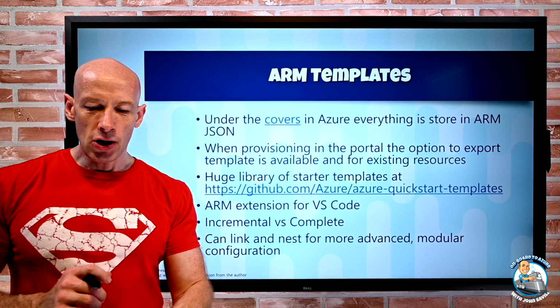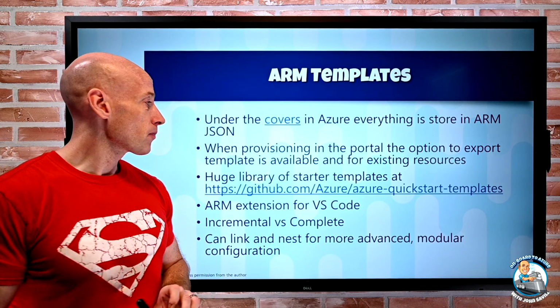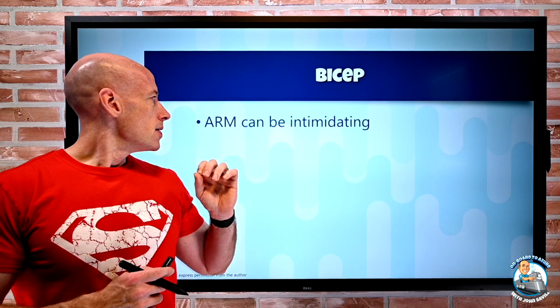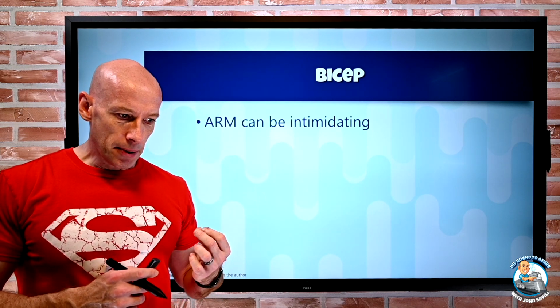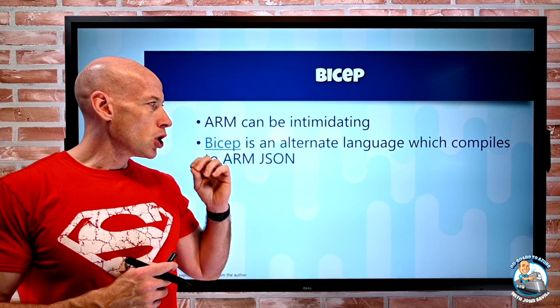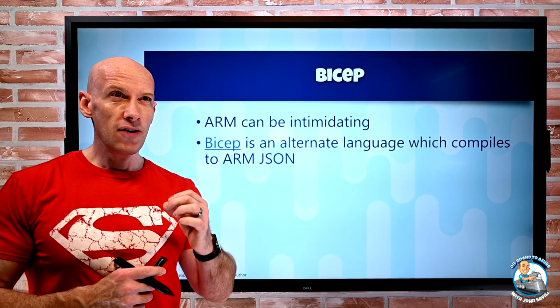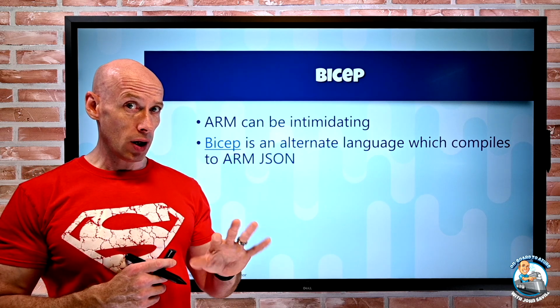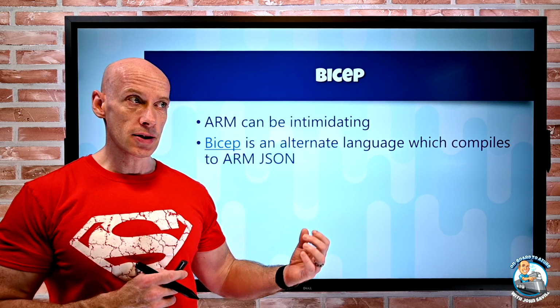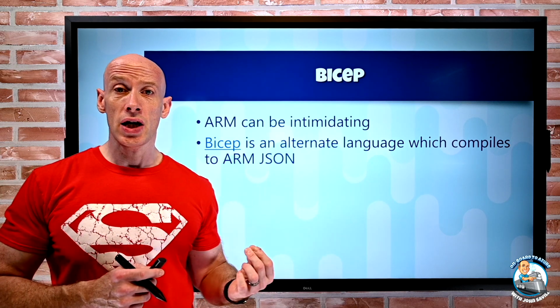Those ARM templates are not the friendliest things in the world. Currently in early preview, it's on a version 0.2. There's something called Bicep. Now, ARM can be intimidating. So Bicep is an alternate language. If you've used Terraform, it looks a lot more like Terraform than ARM templates. Now, it compiles to JSON.